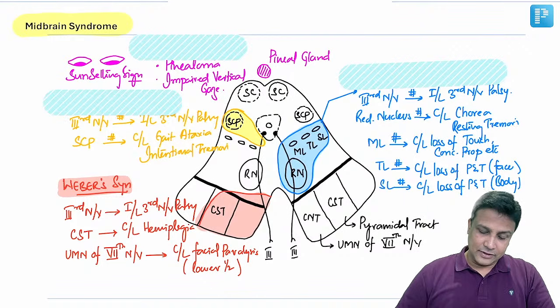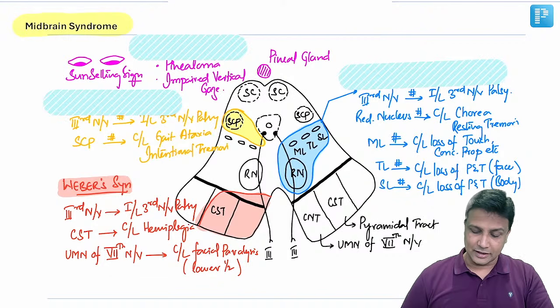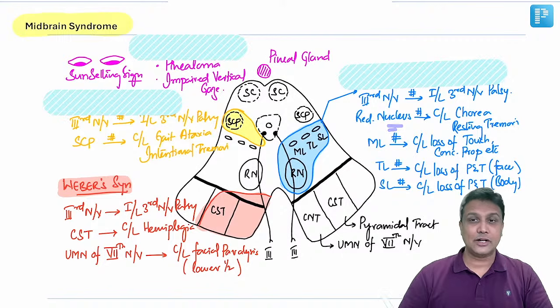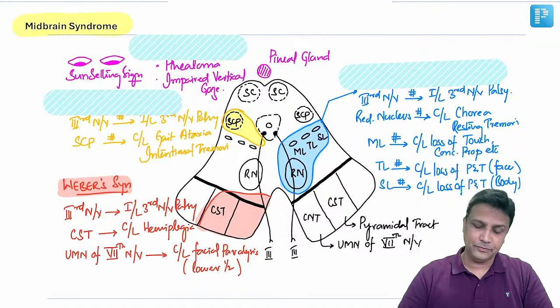Now the next one, if this much part of the midbrain is involved, then what is going to happen? You can very clearly see the third nerve is involved. It will lead to ipsilateral third nerve palsy. The red nucleus will also be involved here. Remember, the red nucleus is connected to your basal ganglia. If that is gone, it will lead to contralateral chorea along with resting tremors.